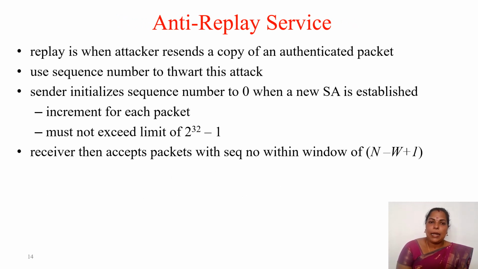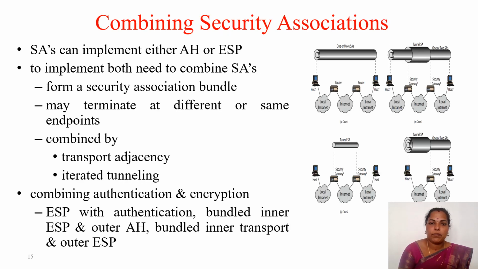Next is the anti-replay service. A replay is when an attacker resends a copy of an authenticated packet, and a sequence number is used to thwart this attack. The sender initializes the sequence number to 0 when a new SA is established. We increment this value for each packet, and it must not exceed the limit 2^32 minus 1, and the receiver accepts packets with a sequence number within the window. The calculation for finding the size is n minus w plus 1.